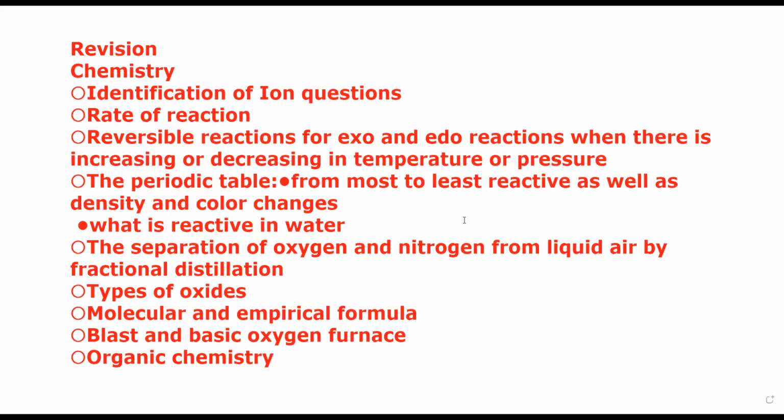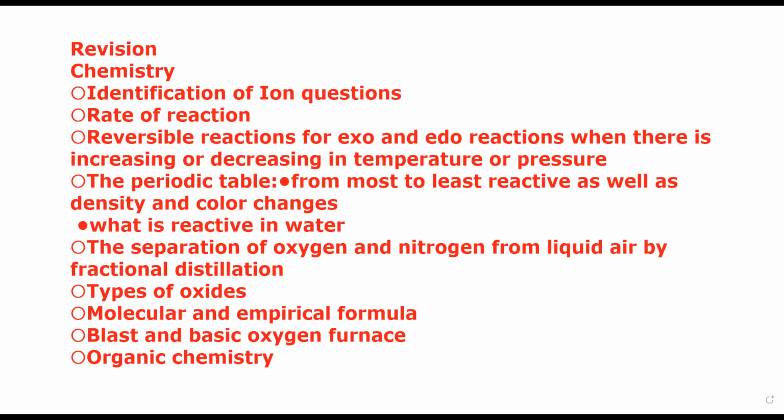And then the remaining topics are there, such as rate of reaction, reversible reaction, the periodic table, extraction, fractional distillation, types of oxide, molecular and empirical formula, blast furnace, and then a quick revision of organic chemistry. So first, identification of the ions. For this, you have to learn the test and observation for the cation and anion.